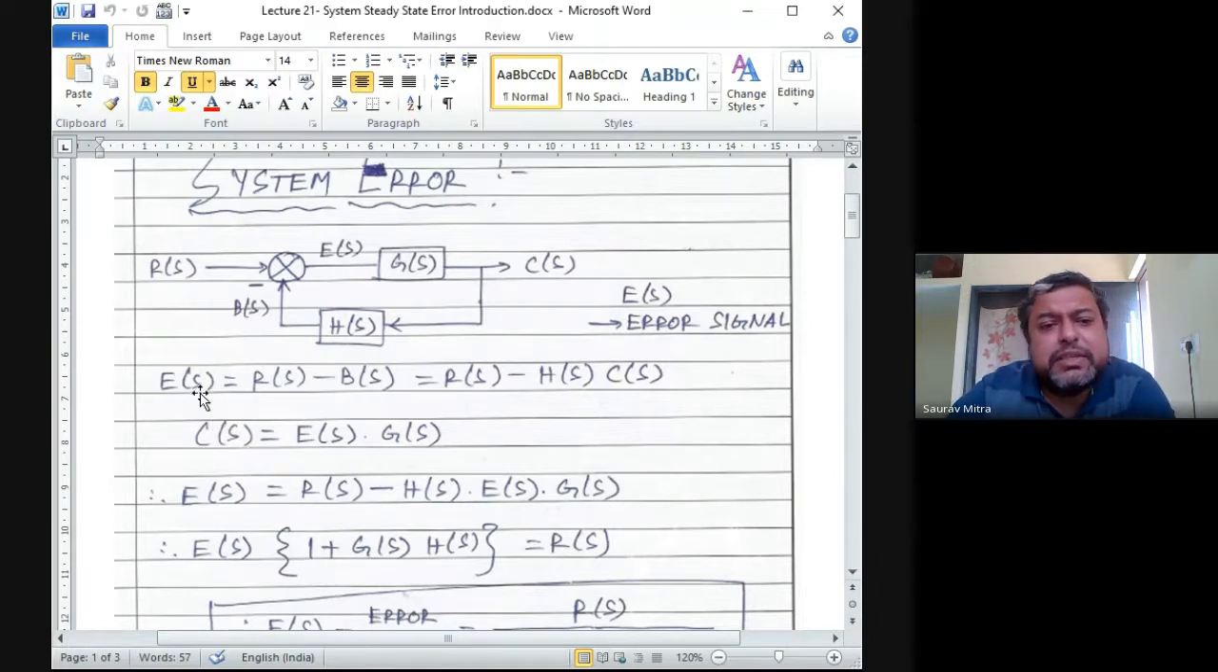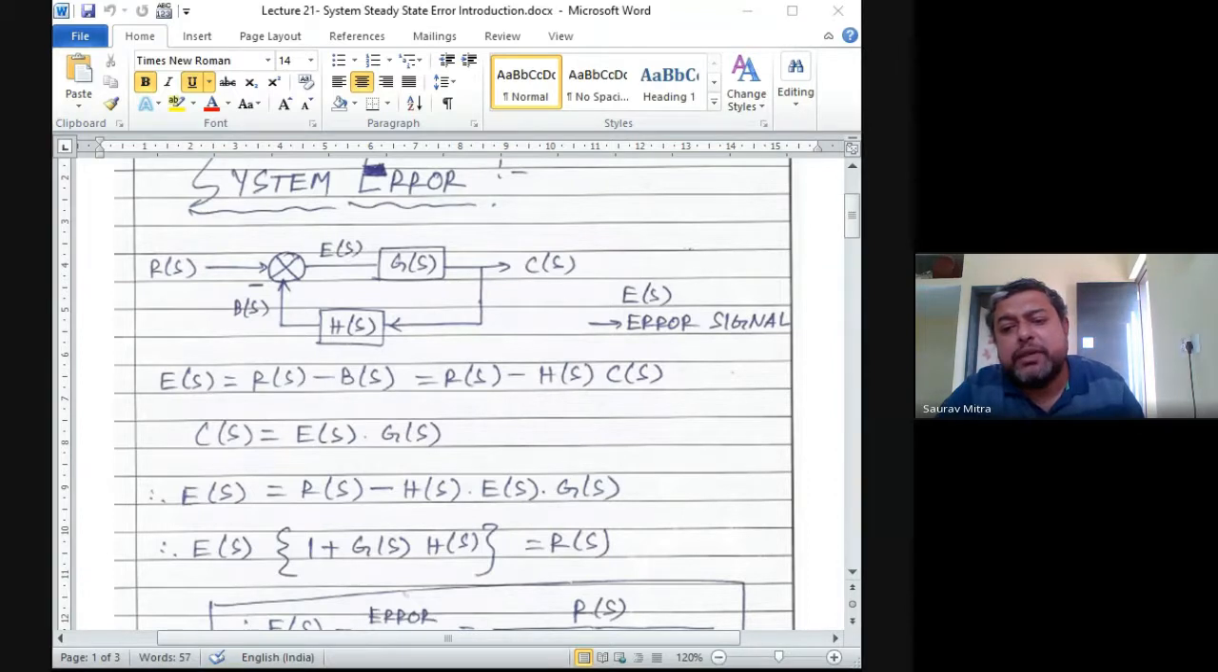So let us start with this. E(s) is equal to R(s) minus B(s). So error is equal to input minus feedback. Generally we are considering negative feedback. So whatever input we are giving, that input minus feedback is the error signal. Some books say B(s) minus R(s), but the standard way is R(s) minus B(s). So error is equal to input minus feedback.